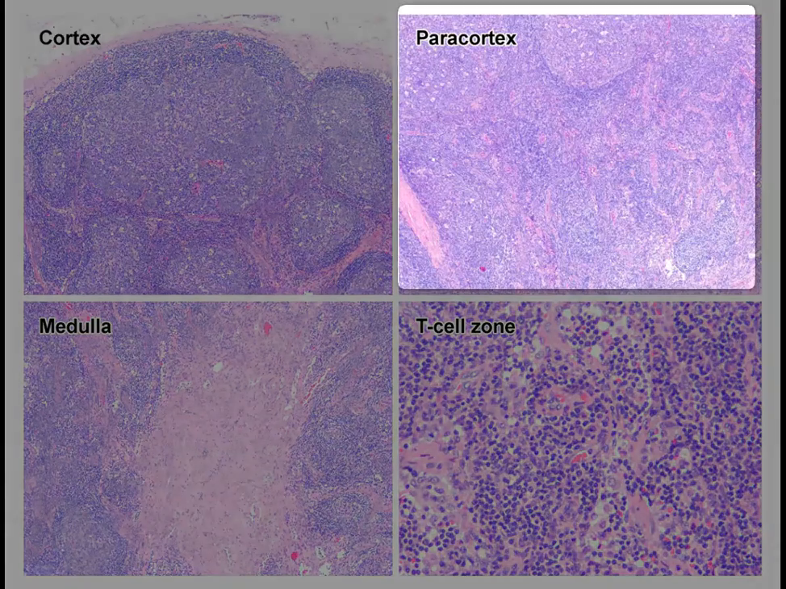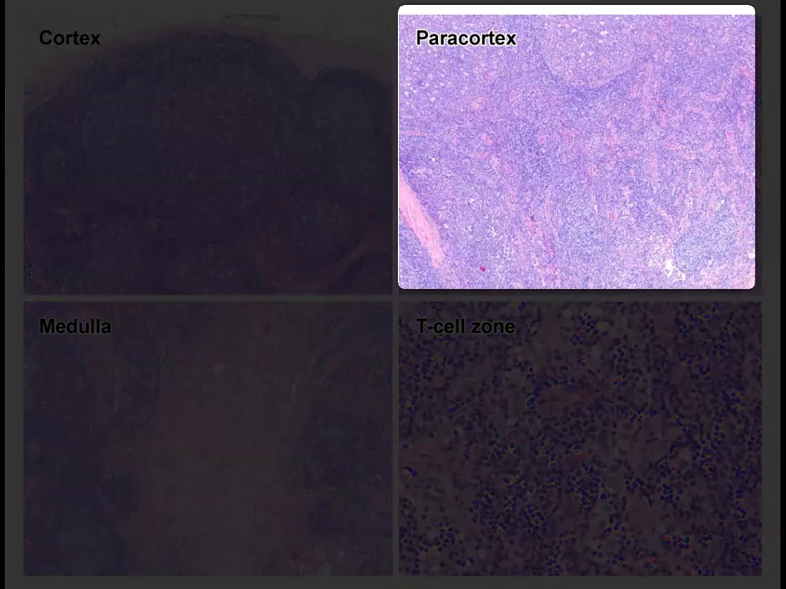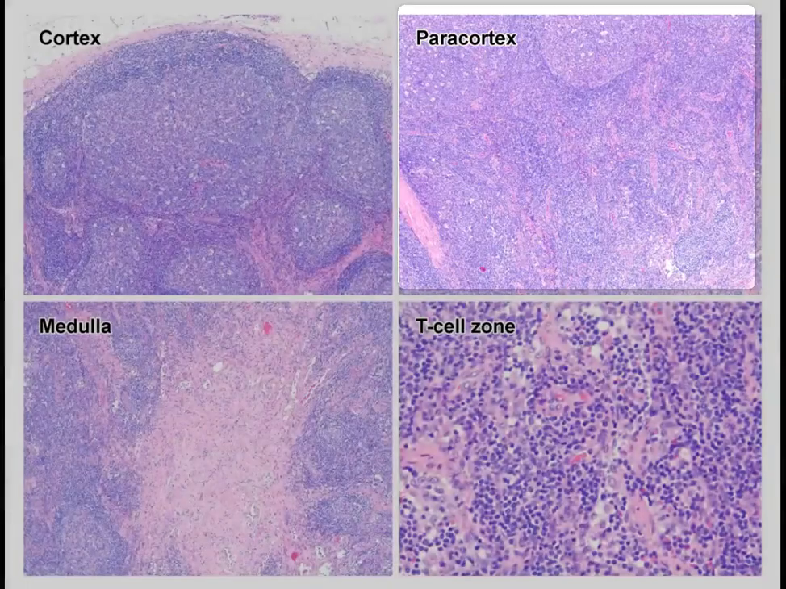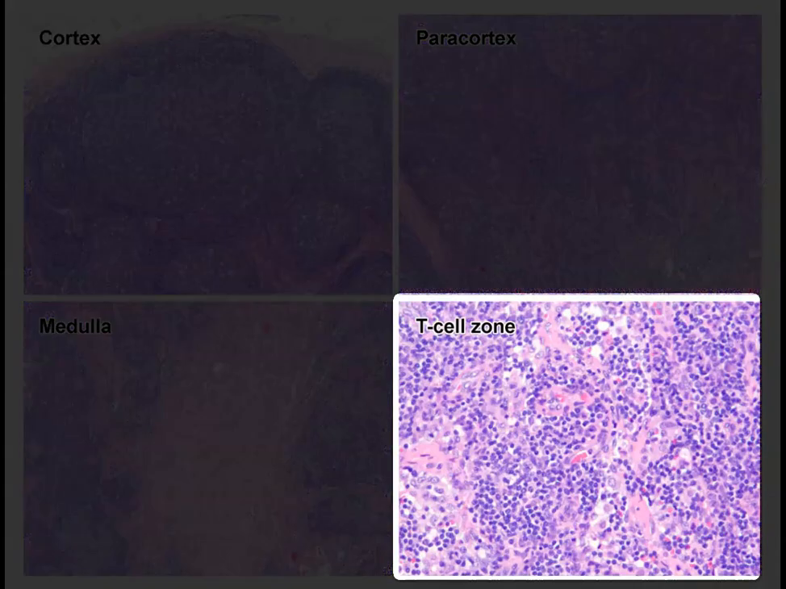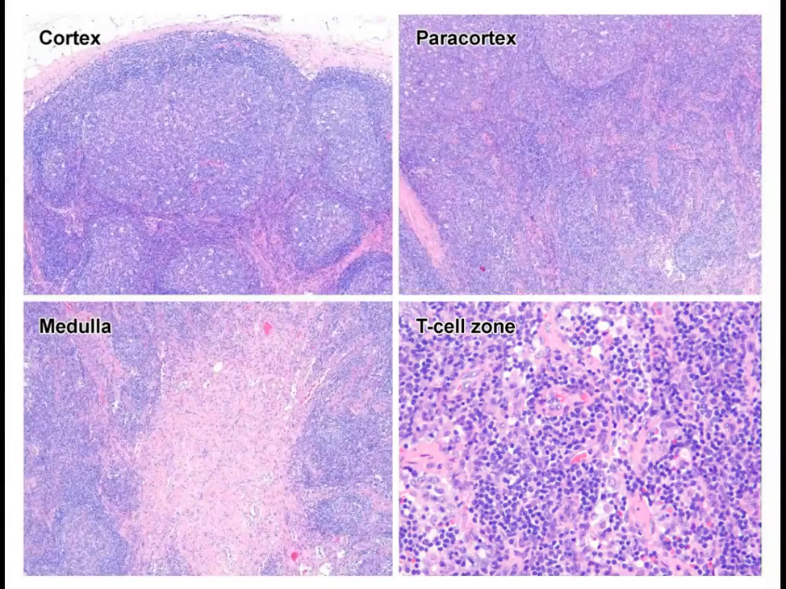Deep to the cortex is the paracortex, where the lymphocytes are mainly T cells. The paracortex and the interfollicular region between the lymphoid follicles comprise the T cell zones. Higher magnification of the T cell zone in the paracortex features prominent high endothelial venules and a heterogeneous population of T cells of varying sizes, along with small numbers of plasma cells, eosinophils, and histiocytes.